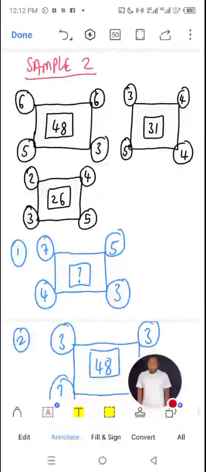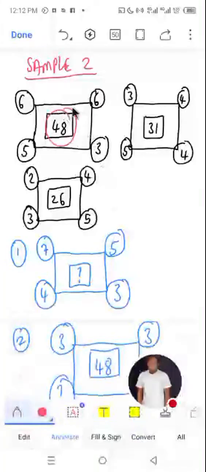So here we are. Is anybody going to look at sample 2, look at the various samples, and tell us how the number was gotten? How was the number in the middle gotten?